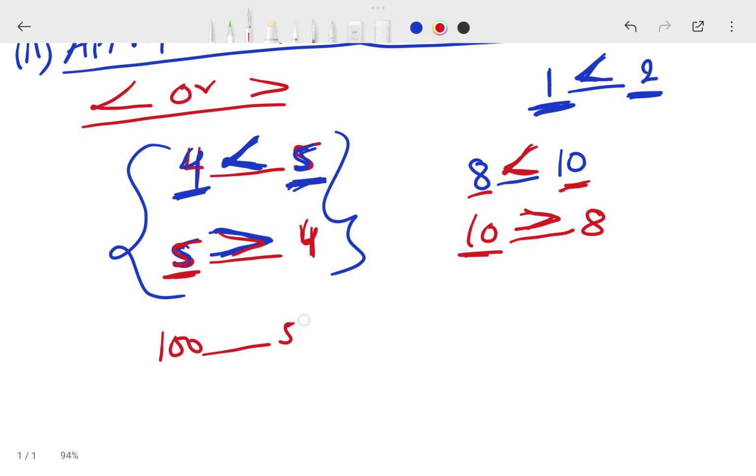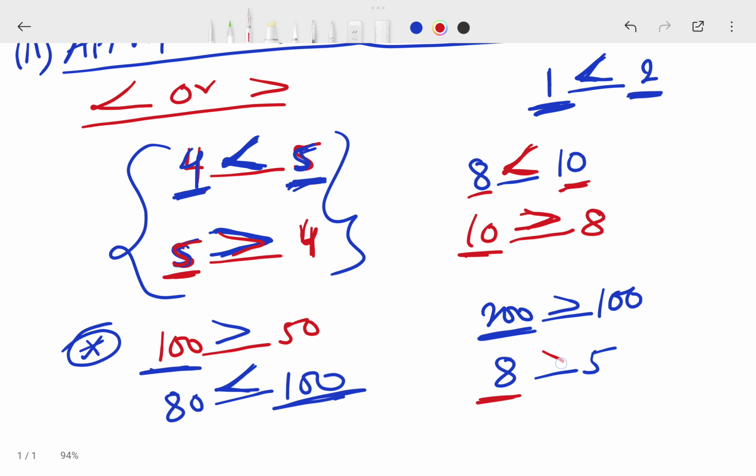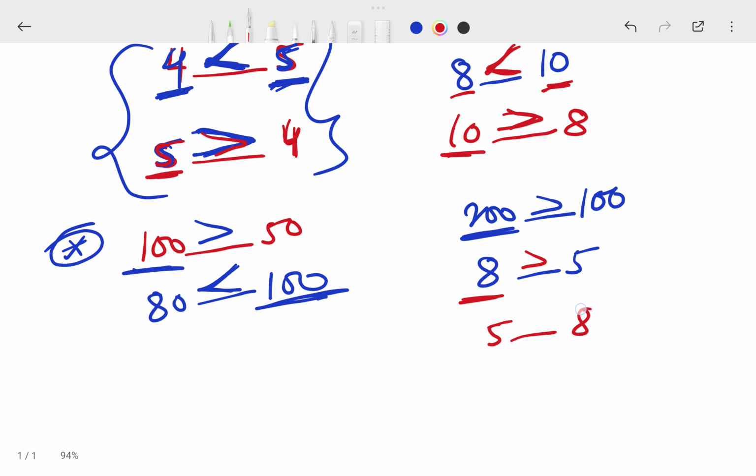This is 100, this is 50. Tell me which is greater. You will say, sir, 100 is greater, so its mouth is going to be like that only. Let's suppose this is 80 and this is 100. Now which is greater? 100 is greater, so its mouth is going to be like that. Another example: let's suppose this is 200 and this is 100. Which is greater? You will say 200. Let's suppose this is 8 and this is 5. Which is greater? You will say, sir, 8 is greater, so its mouth is like that. Now this is 5, this is 8. Which is greater? 8 is greater, so its mouth is going to be open like that only. So don't be confused, this is the same only.